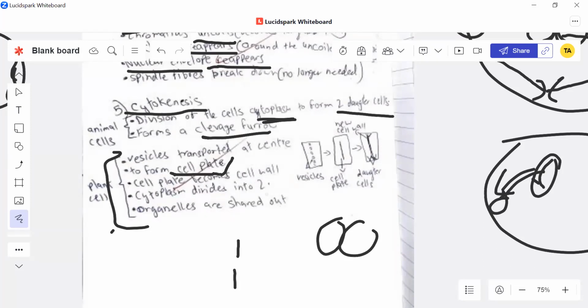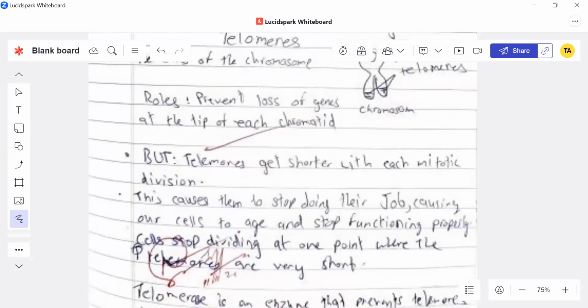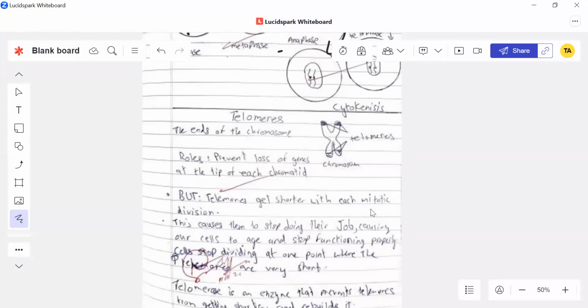So the cell plate becomes cell wall. This vesicle becomes cell wall. And then the cytoplasm divides into two and organelles are shared out. This is very basic and you only need to know this much about plant cells. So the vesicles at the center form cell wall. This cell wall before is called cell plate. They form cell wall and the cytoplasm divides into two and the organelles are shared out. And this is mitosis. So I explained mitosis and now I want to go to telomeres.